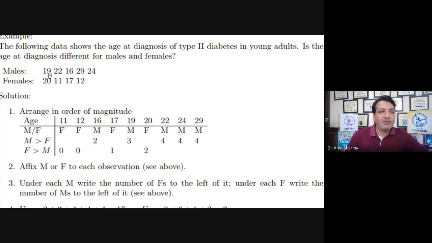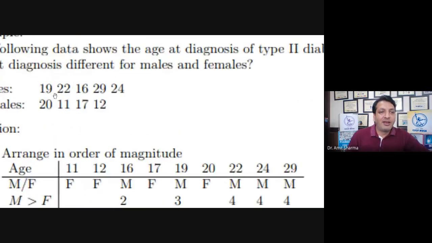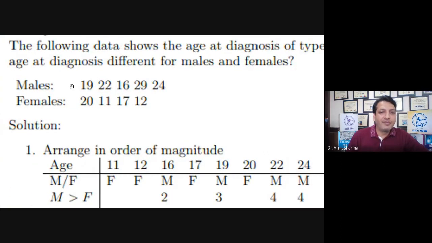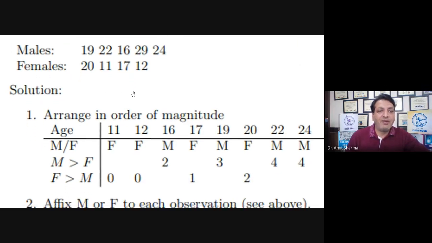So the ages of the patients are written: 19, 22, 16, 29, 24. This will be called U1, because U is the sign of Mann-Whitney U. Clear? And this is called group 1. So U1 will be male and U2 will be female. And you can see that the number of observations is different in both the groups. In males we have 1, 2, 3, 4, 5, but in females we have only 4 observations. So how do we proceed with the Mann-Whitney U?